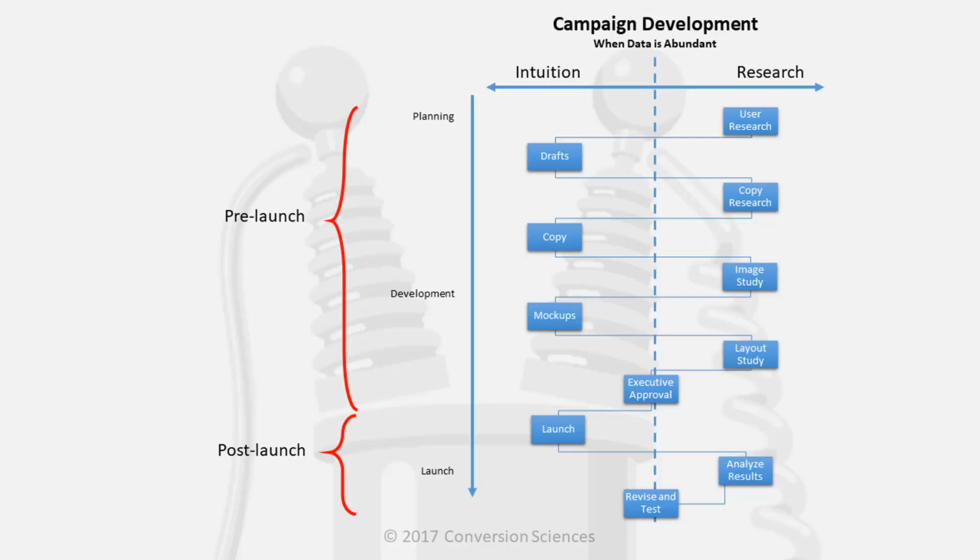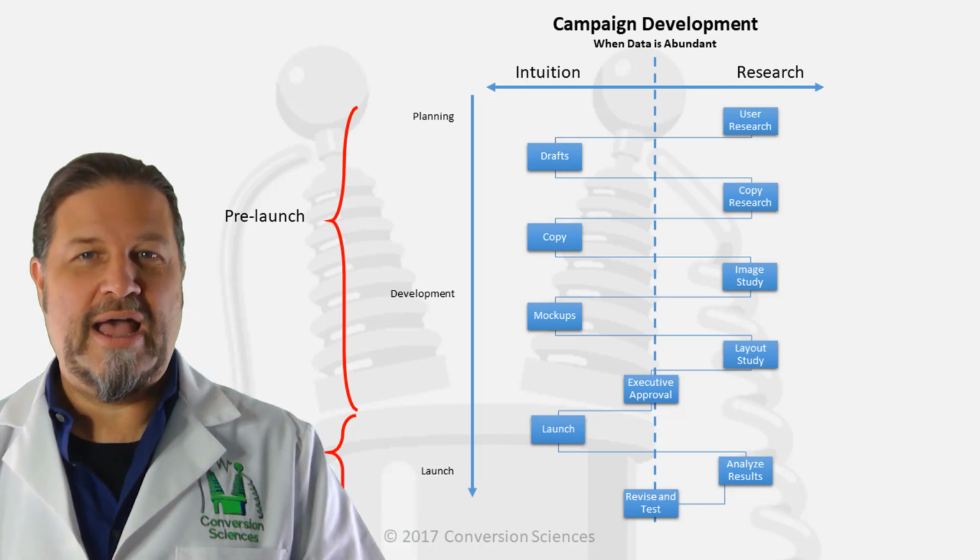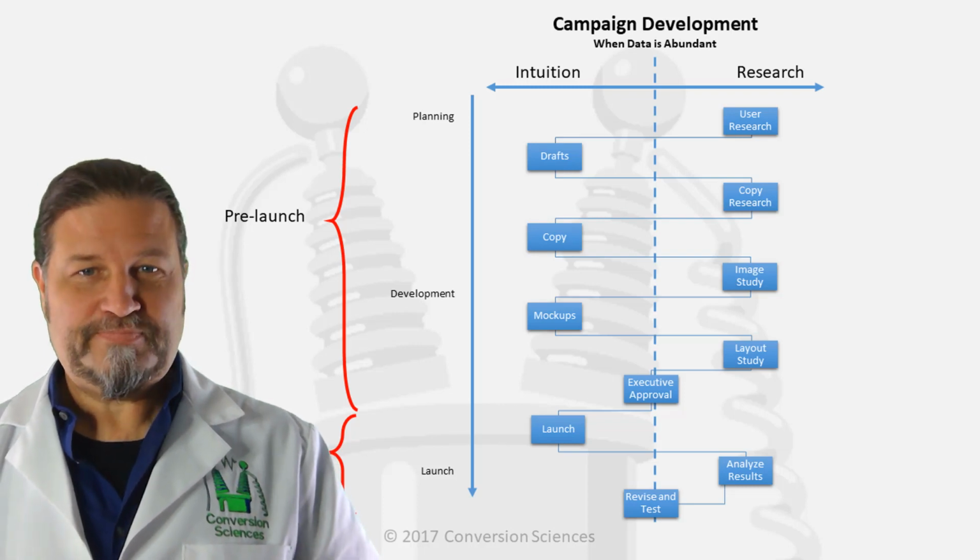Pre-launch optimization really deals with that part of this new way of designing that happens, as the name implies, before you launch, before you spend the entire budget on the campaign and push it out the door. So the user research that we're doing, the copy research that we're doing, any image studies that we're doing, all of this is done before the campaign launches, typically with mock-ups as opposed to live pages.